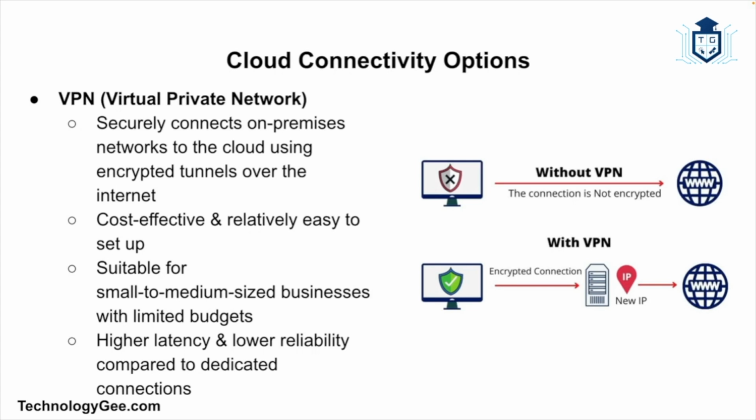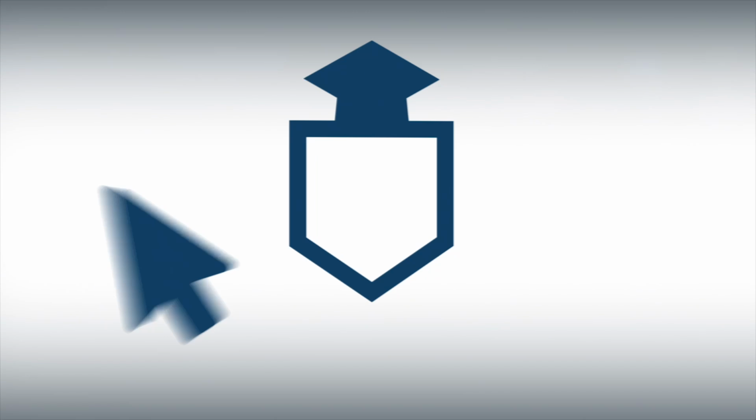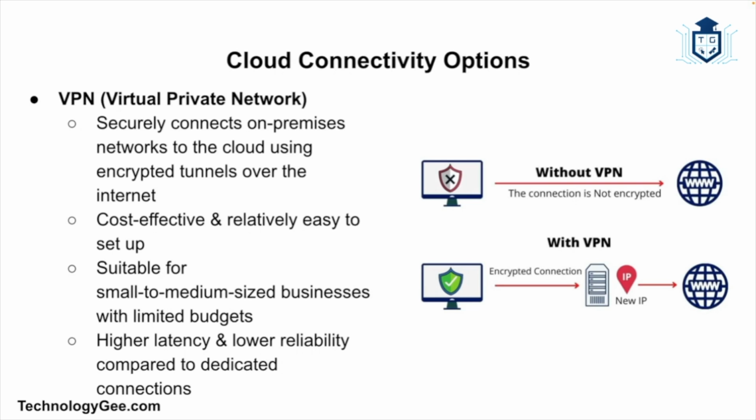All right, so moving on, let's talk about cloud connectivity options. Cloud connectivity options determine how organizations connect to their cloud resources. And the primary options are as follows. So we have what is called a VPN, or a virtual private network. And this securely connects on-premises networks to the cloud via encrypted tunnels over the internet.